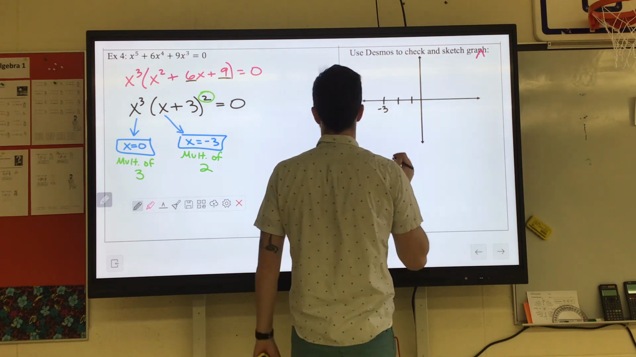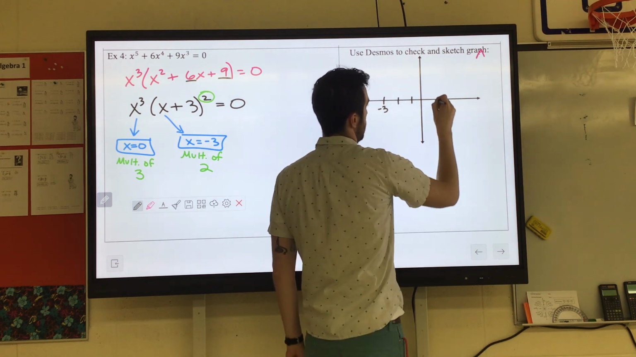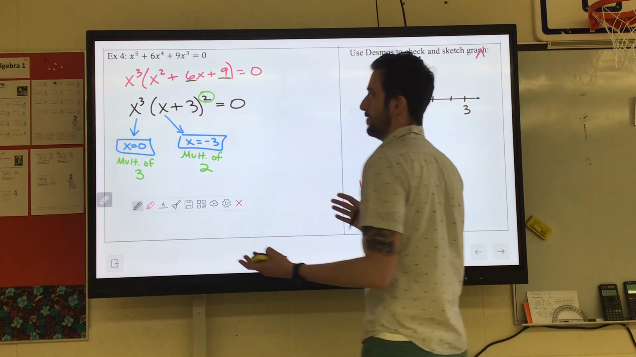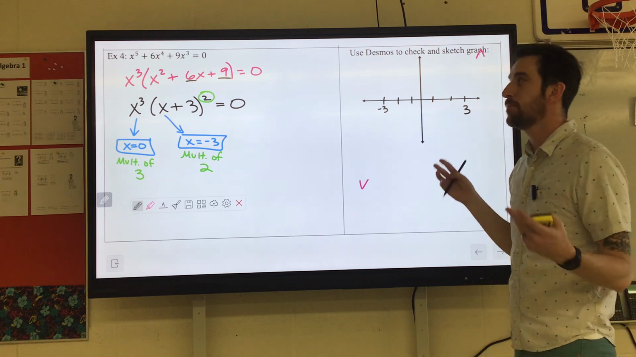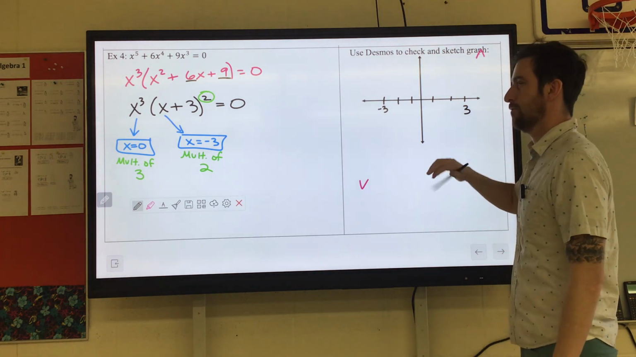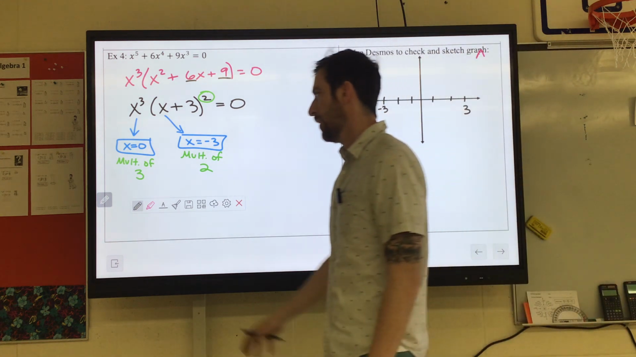And that's it. We don't even need positive stuff, but we'll put up to 3. We'll keep it balanced. And the y-intercept here, there's no number that doesn't have an x, so it's going to cross right at 0. That's going to be our y-intercept.